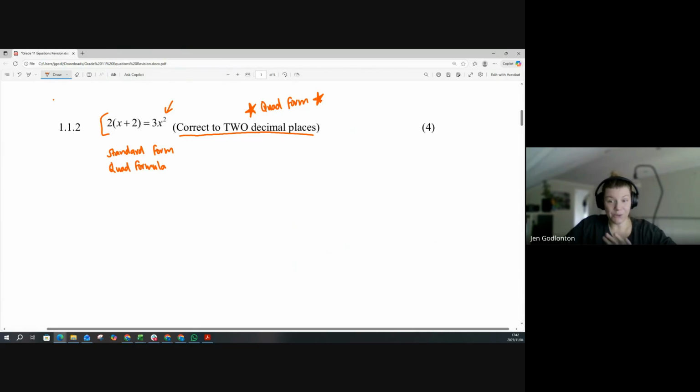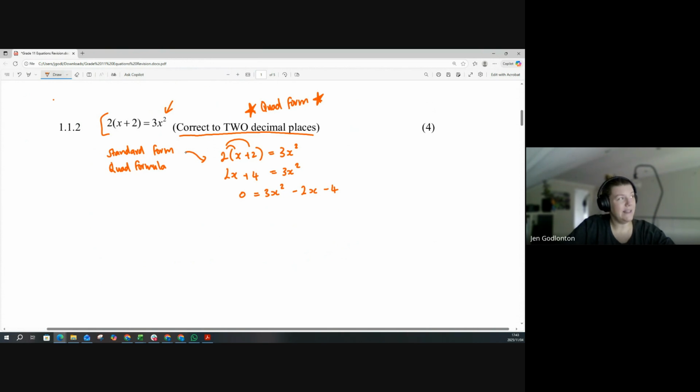I'm not doing it all just yet. I'm just going to talk about the standard form. So for standard form, I've got 2x plus 2 is equal to 3x squared. Okay. So I'm going to multiply this 2 in, and I'm going to have 2x plus 4 is equal to 3x squared, which means 0 is equal to 3x squared minus 2x minus 4.